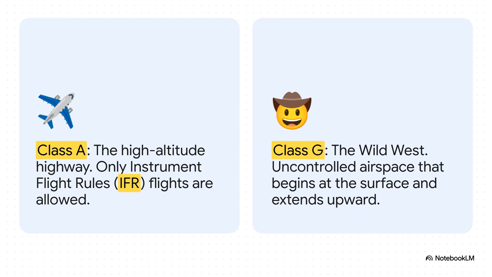Then, way down at the bottom, usually out in rural areas, you've got Class G. This is the uncontrolled airspace. It's kind of the Wild West of the skies. It starts right at the surface and just goes up until it bumps into whatever controlled airspace is above it. Out here, pilots are pretty much on their own to see and avoid each other.